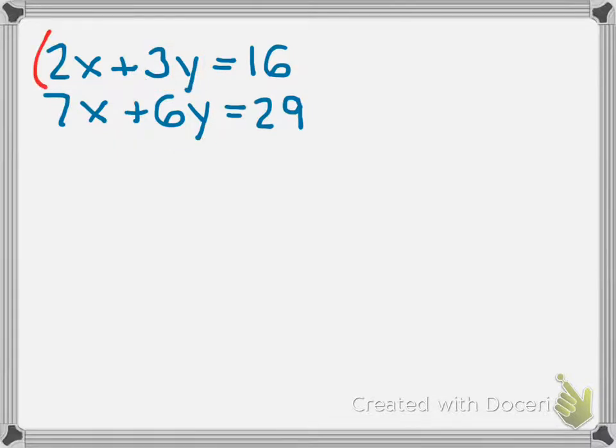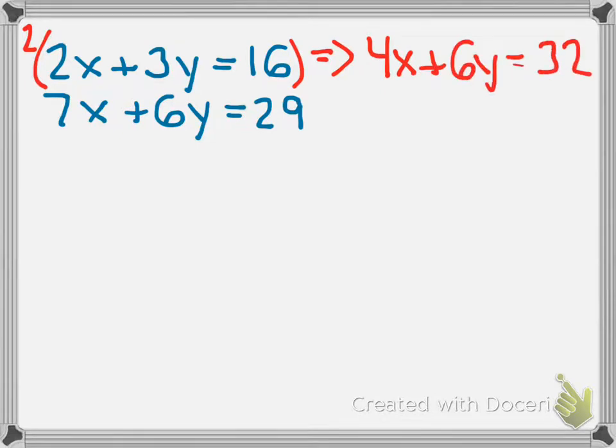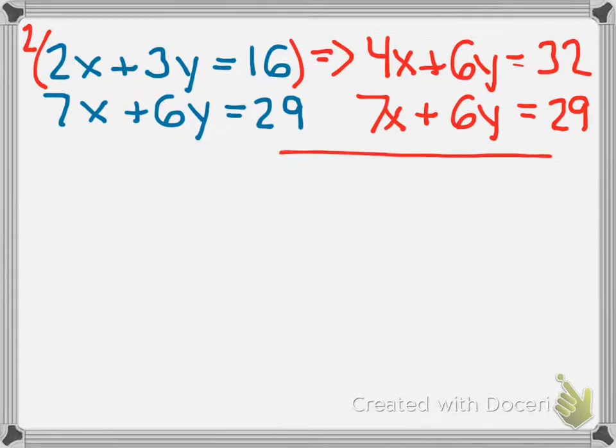I'm going to take that first equation and multiply it all by 2 using the distributive property. I'm going to write it over here. So if I multiply everything by 2, I get 4x plus 6y equals 32. And that second equation I'm going to leave alone. 7x plus 6y equals 29. Can you see now why I multiplied that first one by 2? Well, the idea is I now have 6y and 6y. Since they're the same term, I can subtract down and they'll be eliminated.